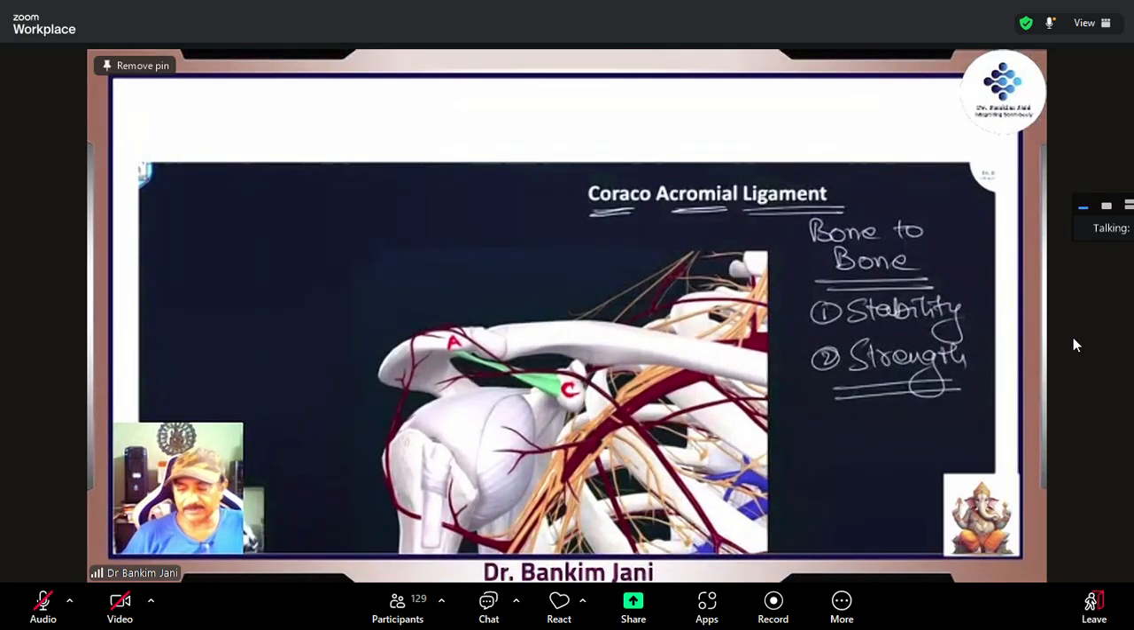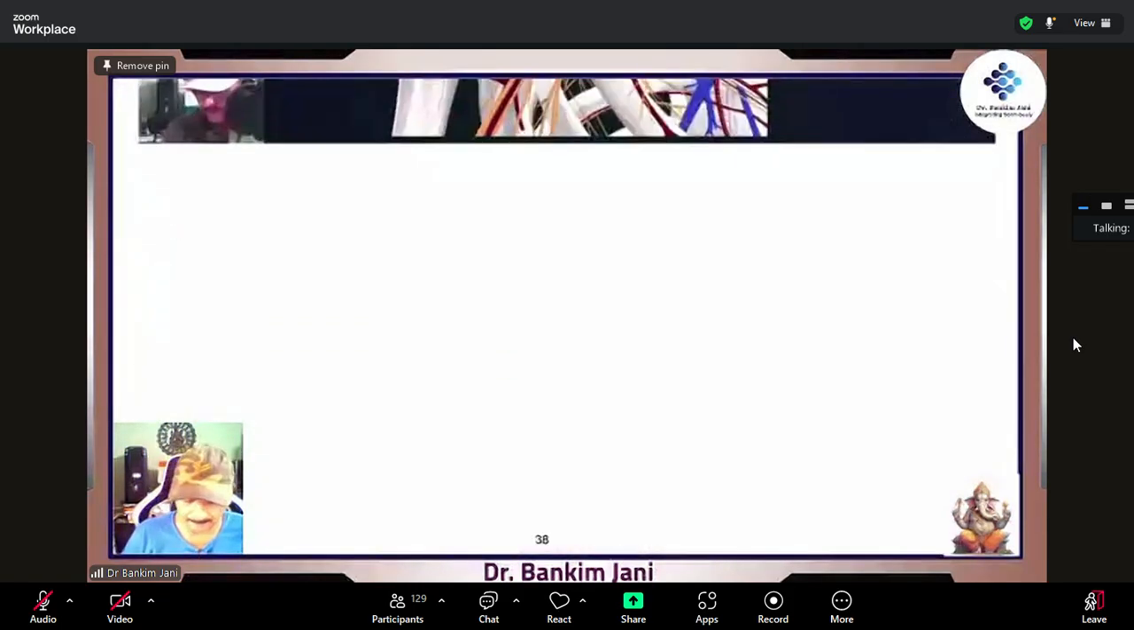Now we talk about some ligaments. Ligaments means they are from bone to bone, so they give stability and strength. The easiest thing is that the name tells the attachment. So this is coracoacromial. Knowing the name itself is sufficient. This is the coracoid process, and this is the acromion process, right? So from coracoid to acromion, that is what is called the coracoacromial ligament.